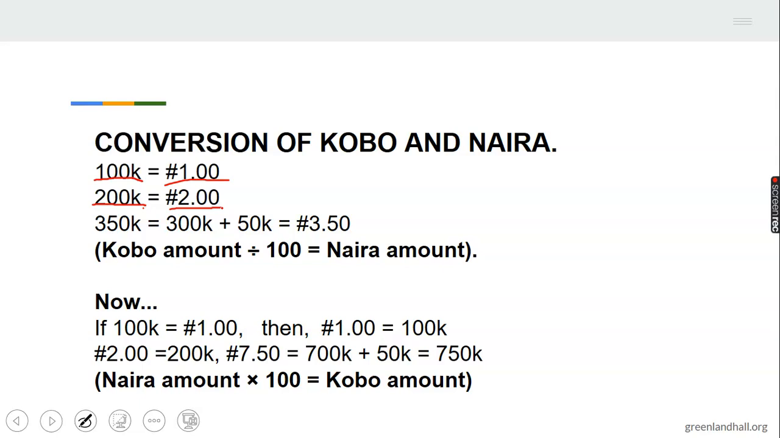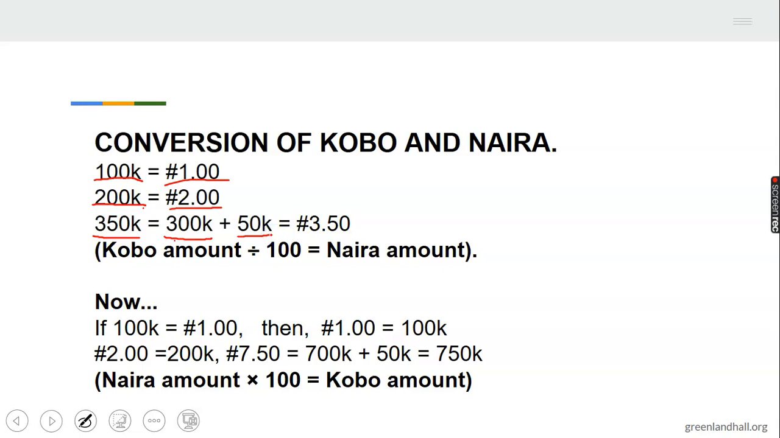But look at this other example that we have here. 350 kobo. How do we convert 350 kobo? First of all, break the 350 into 100 and then let's see what remains. 350, let's break it into 100. So we have 300. First of all, we will remove the 100. We have 300 kobo, then we add it with 50 kobo. So 350 kobo will be 300 kobo plus 50 kobo.